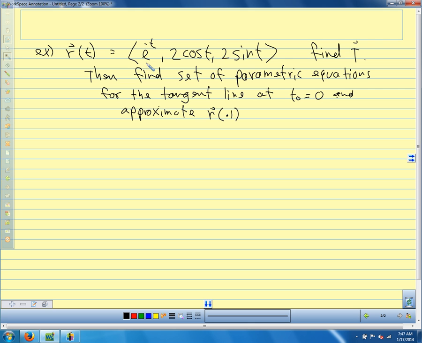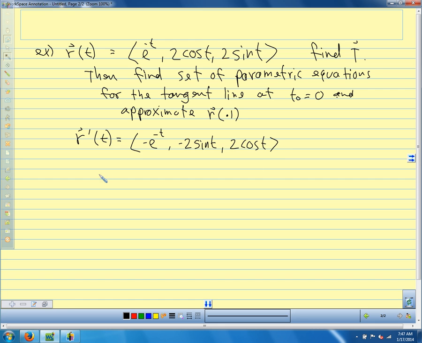All right. So let's find our unit tangent vector. We need our derivative. We need our velocity vector. So r prime. What's r prime going to be here? We need to take some derivatives. Negative e to the minus t. What's going to be our y component? Minus 2 sine t, and the z component, 2 cosine t.